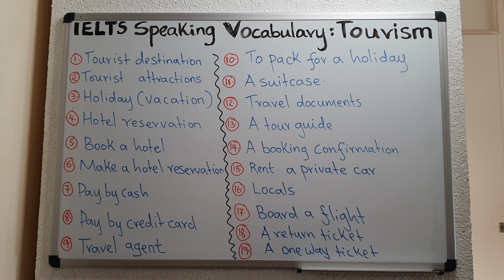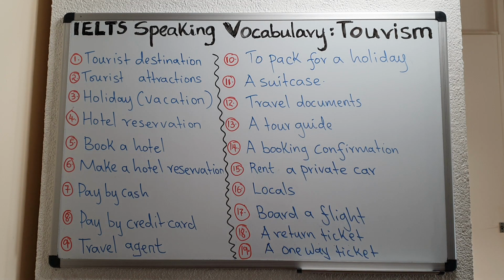Now, the next one is rent a private car. Once you have arrived at your tourist destination and you want to visit the different tourist attractions, you want to see everything that is there to see in that particular tourist destination, you may choose to walk from one tourist attraction to the next, or you may choose to rent a private car.